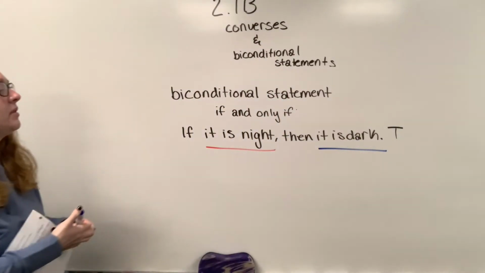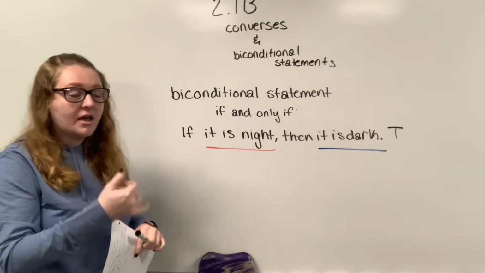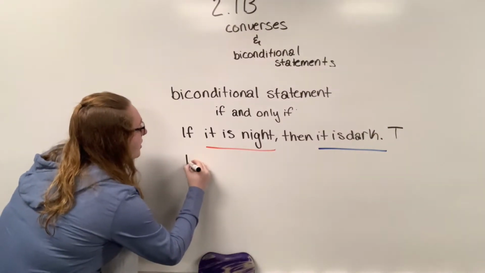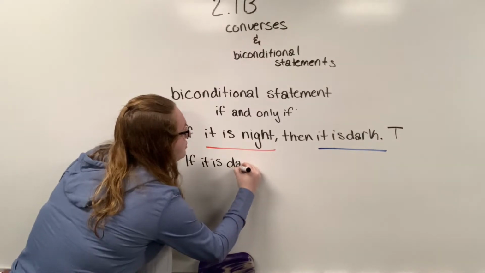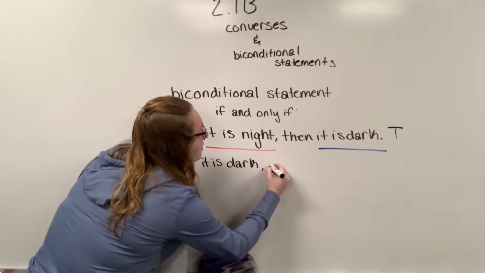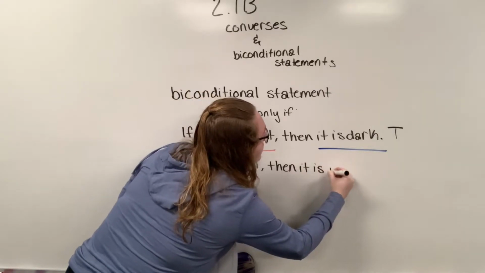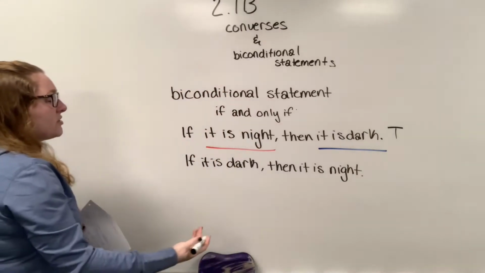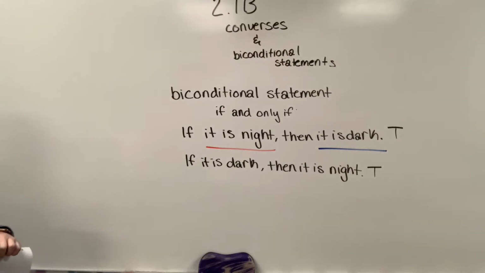Okay? Next, we want to write our converse, which means we have to switch the hypothesis and the conclusion. So this will turn into, if it is dark, then it is night. Okay? And this is also true. If it is dark outside, then it's probably nighttime.